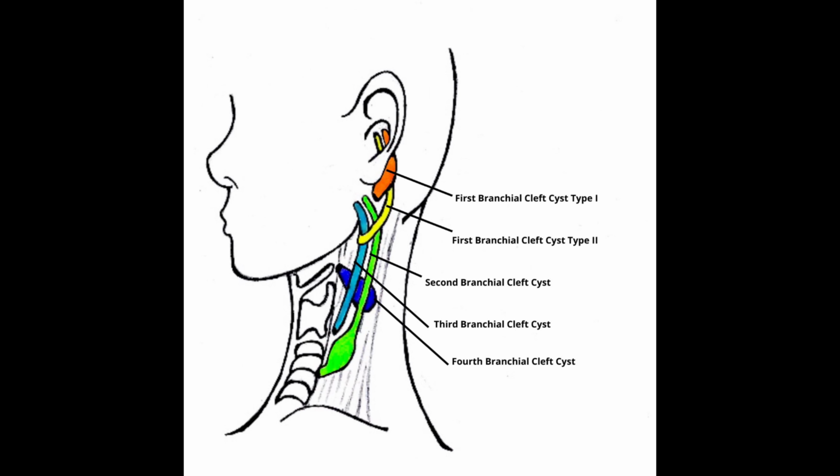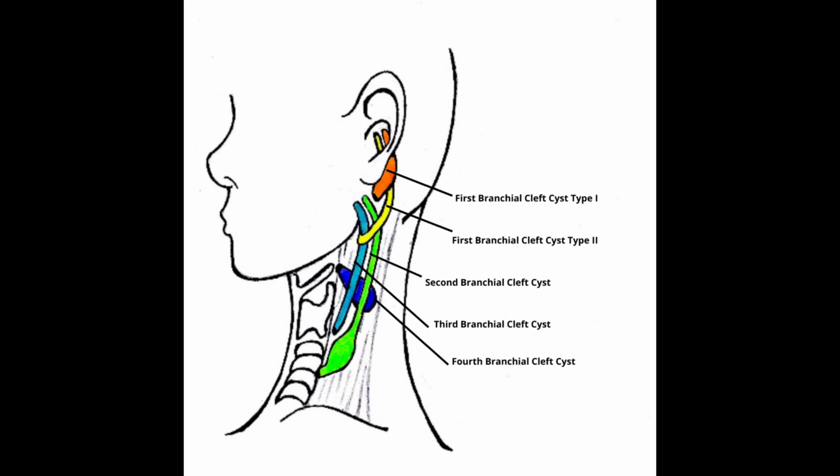Third branchial cleft cysts occur on the left side of the neck close to the thyroid gland and within the muscle attached to the collarbone. This type is less common than the first and second type. The muscle attached to the collarbone is the sternocleidomastoid muscle. Fourth branchial cleft cysts are rare. They most often appear on the lower left side of the neck. They are often misdiagnosed or unnoticed in children.